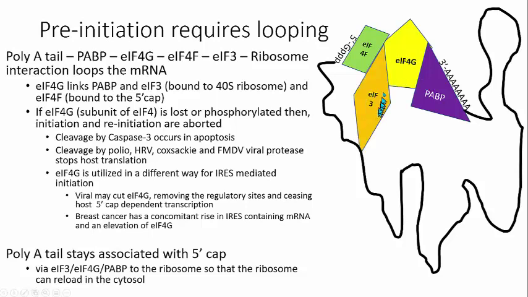They recruit another protein called EIF3, which helps to load the small subunit of the ribosome. EIF2 helps to load the first tRNA onto this complex.